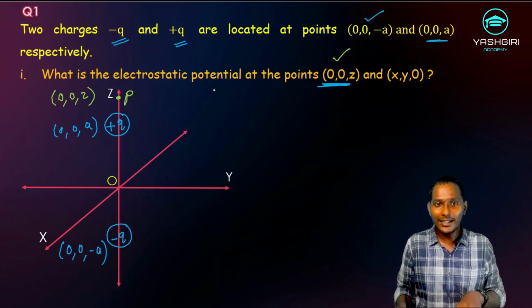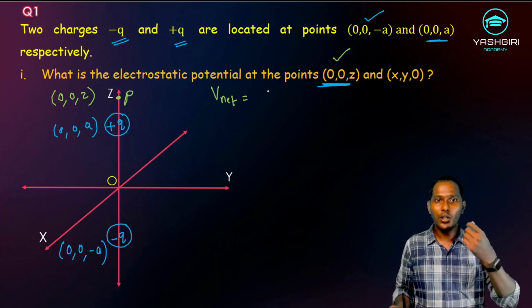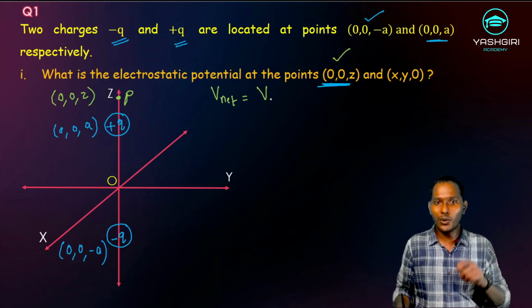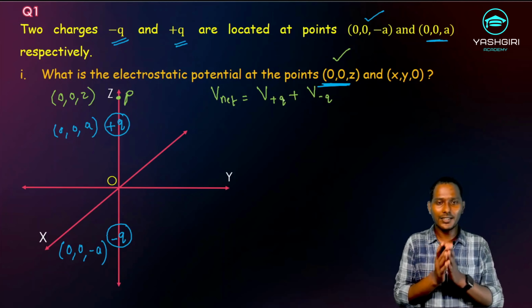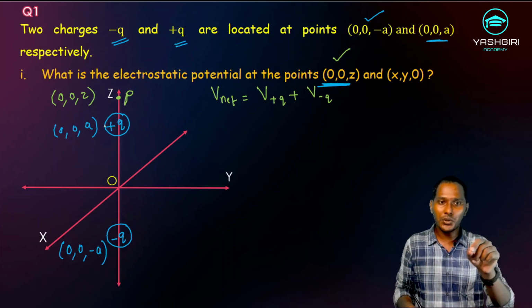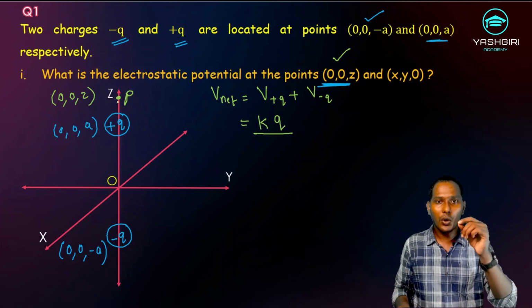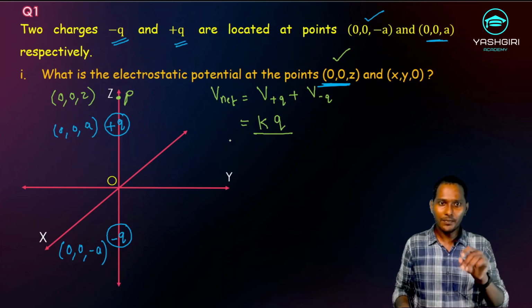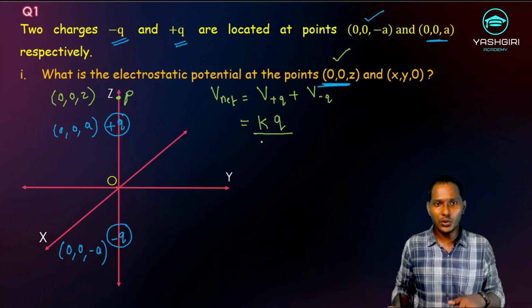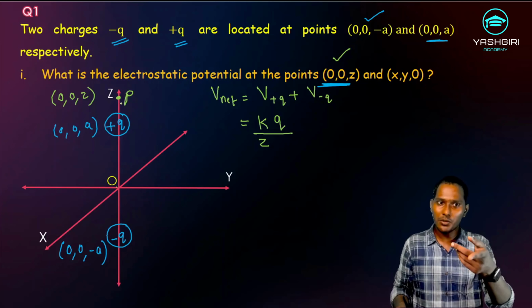We know that the net electric potential at a point P will be the potential due to the positive charge plus the electric potential due to the negative charge. Let me write it like this. The potential due to the positive charge is going to be some constant k, that is 1 upon 4 pi epsilon naught, the positive charge divided by the distance of point P from the positive charge. From O to P it is Z, and from the positive charge to point P it is A.